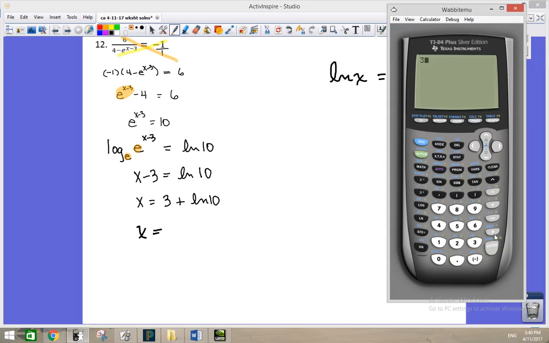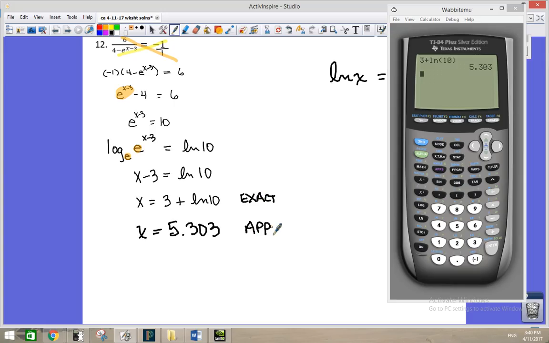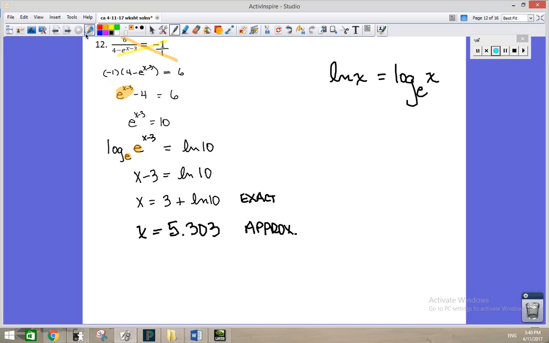And I'm going to have 3 plus the natural log of 10. And it doesn't even care if I close this final parenthesis. It does it internally for me. I often close it just out of habit. 5.303. So this is what they refer to as the exact solution, and this is what they refer to as an approximation, that it's approximate to 3 decimals. Alright, so I hope that helps. Let's look at the next one.